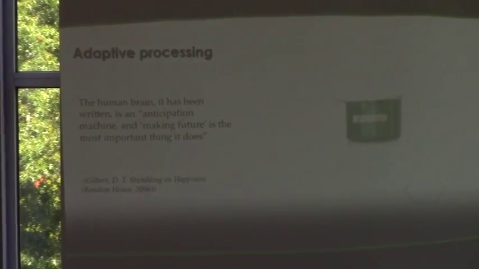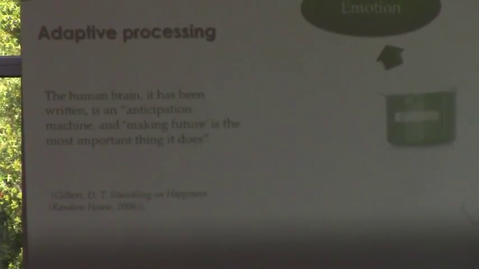Firstly, I will present you just an adaptative processing and just one famous sentence: the human brain, it has been written, is an anticipation machine, and making future is the most important thing it does. For my presentation, I think I will start to introduce the emotion. After we talk about animals model and behavior models.